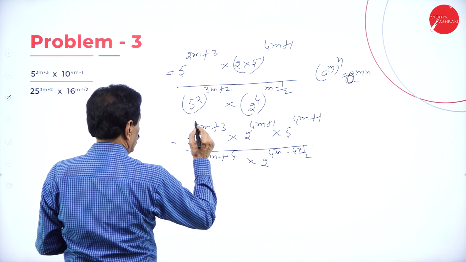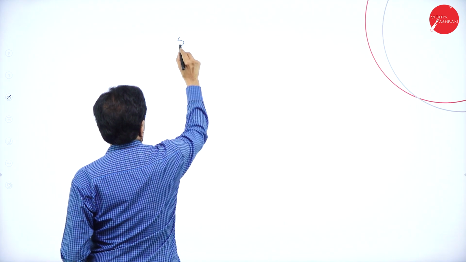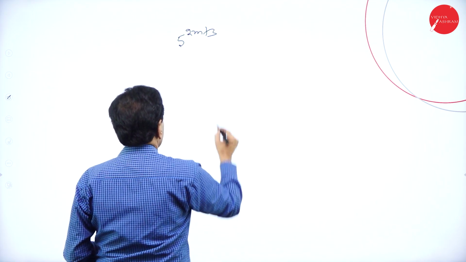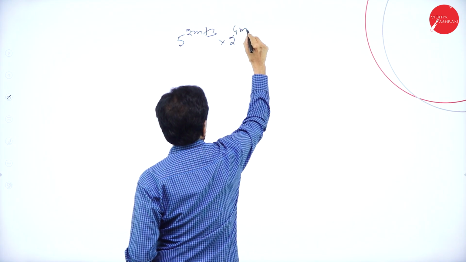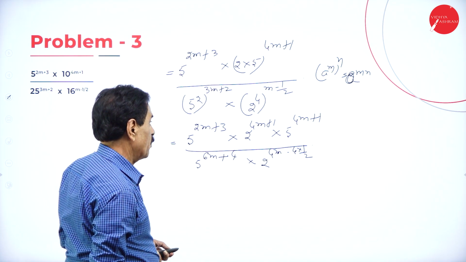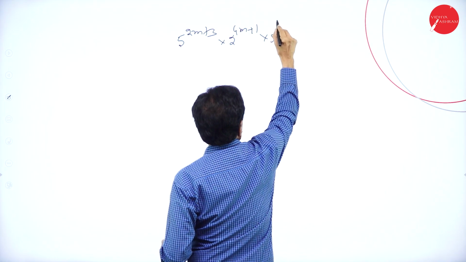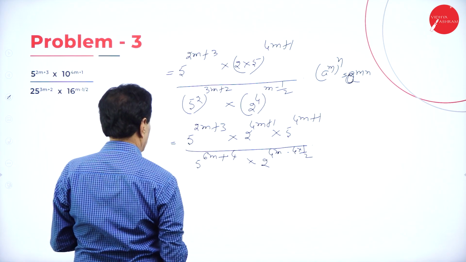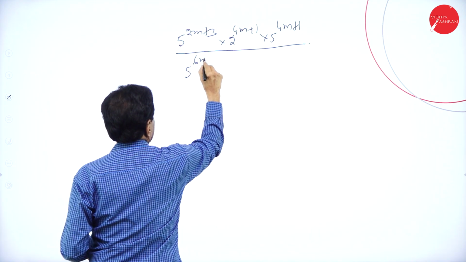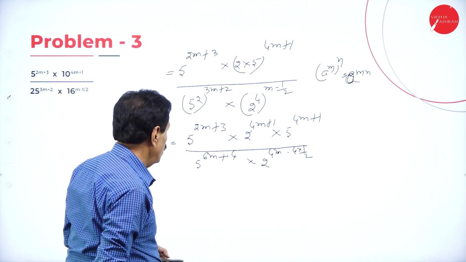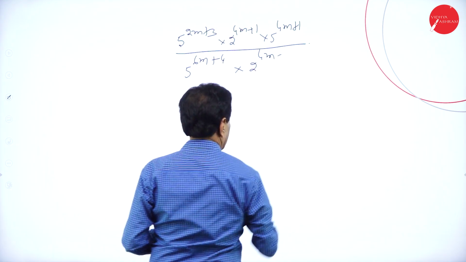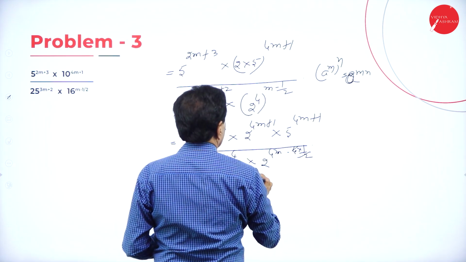Next step. 5 to the power of 2m plus 3, 2 to the power of 4m plus 1, 5 to the power of 4m plus 1, whole divided by 5 to the power of 6m plus 4, into 2 to the power of 4m minus 2. 2 2s are 4, minus 2.